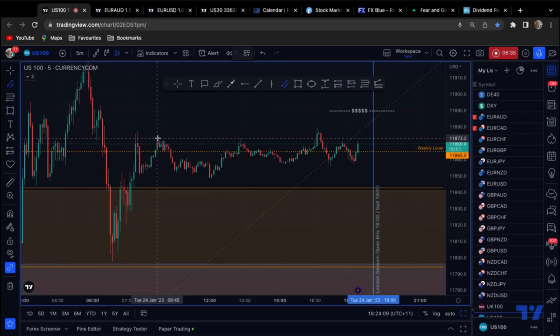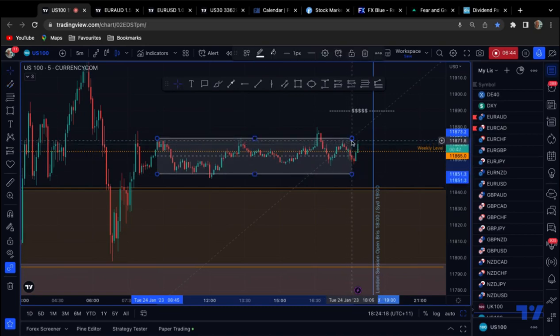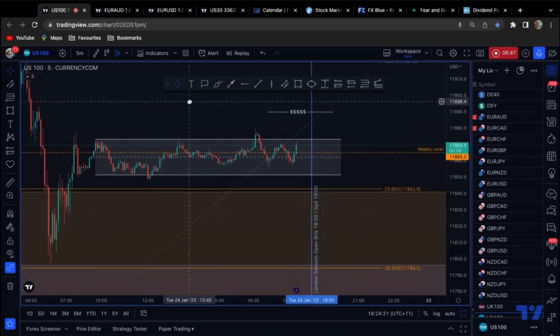Let's just pull this through. Yeah, we've had a little bit of a stab at it there, but we could pull that through, average it out, something like that. I'd be looking for this kind of a move.